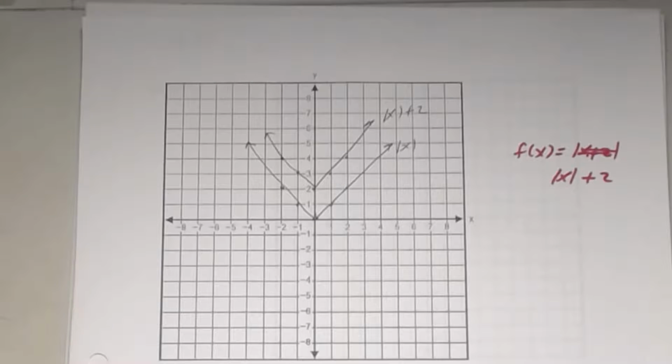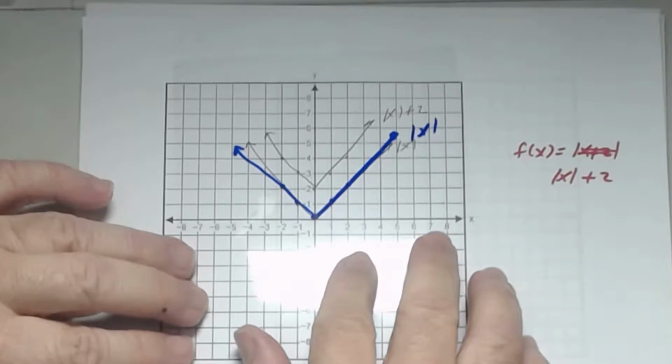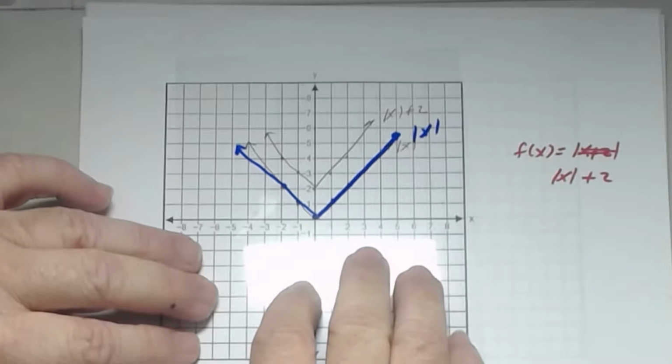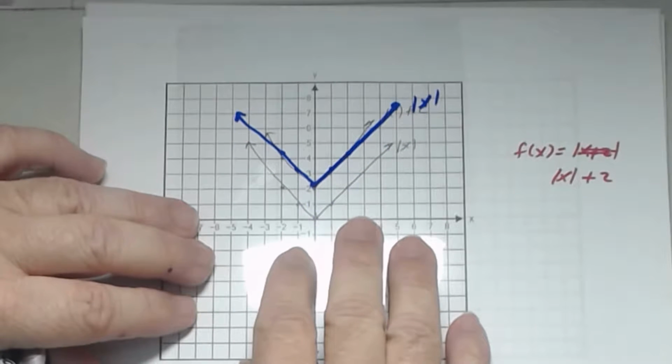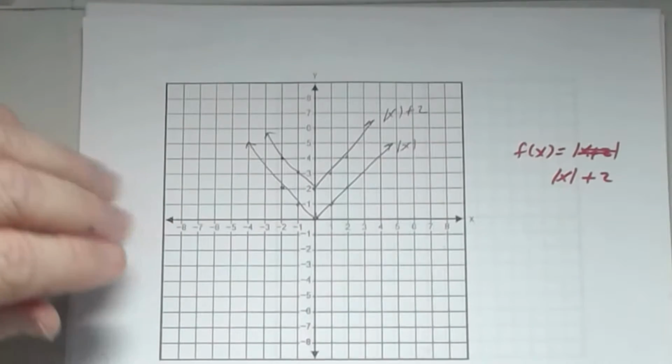Any questions? And then remember the transparency. When I did this, the blue was the parent function, right? And then the red tells me to do what to the blue? Move it up 2. And so that's what it should get. Okay? Any questions? All right.